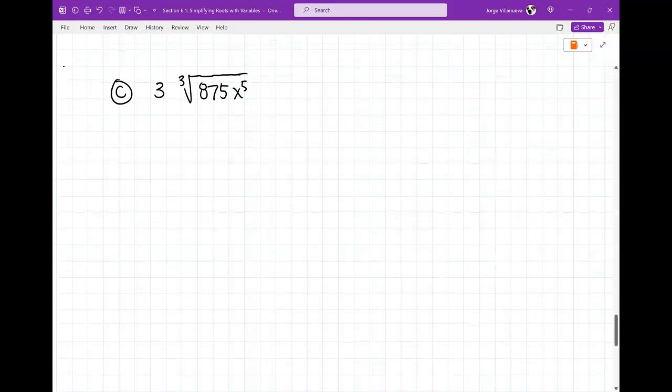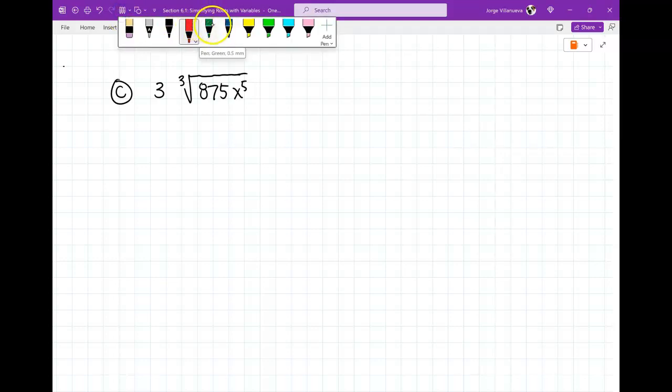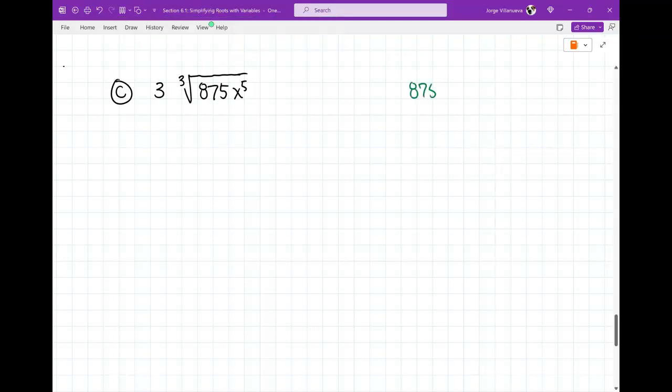So check this one out. I don't know if there's a cube root of 875. Let me check. No, there isn't. So we're going to have to figure that one out the hard way. Okay? So, cubed root of 875. That means I need numbers. I need to divide this by numbers that give me 875, by multiplying three numbers. So let's see. Now numbers that have cubed roots.